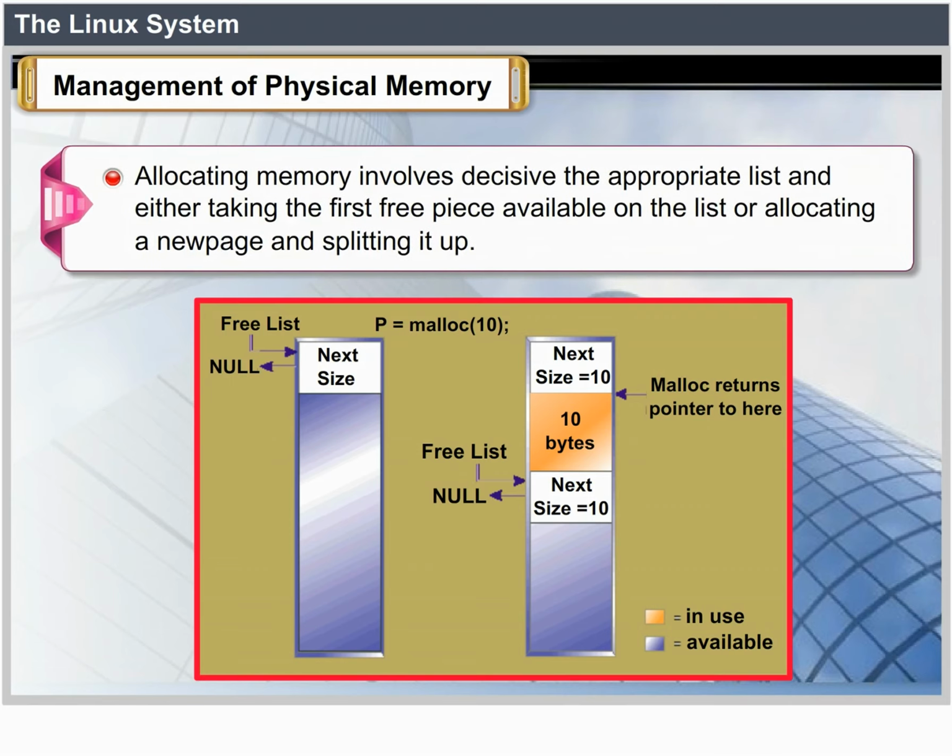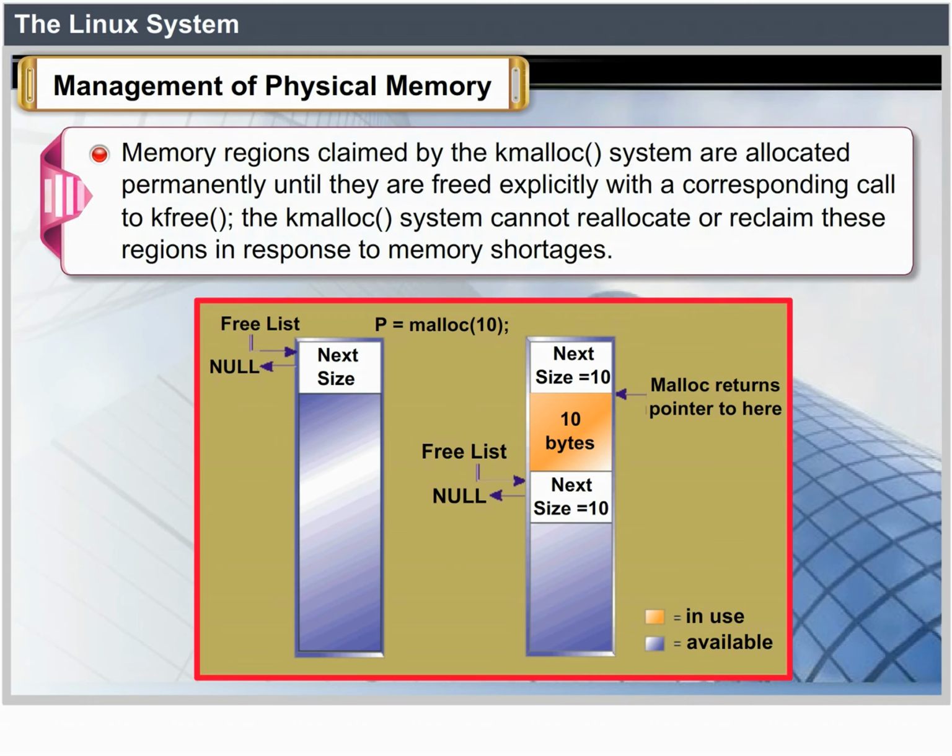Allocating memory involves determining the appropriate list and either taking the first free piece available on the list or allocating a new page and splitting it up. Memory regions claimed by the kmalloc function system are allocated permanently until they are freed explicitly with the corresponding call to the kfree function. The kmalloc function system cannot reallocate or reclaim these regions in response to memory shortages.